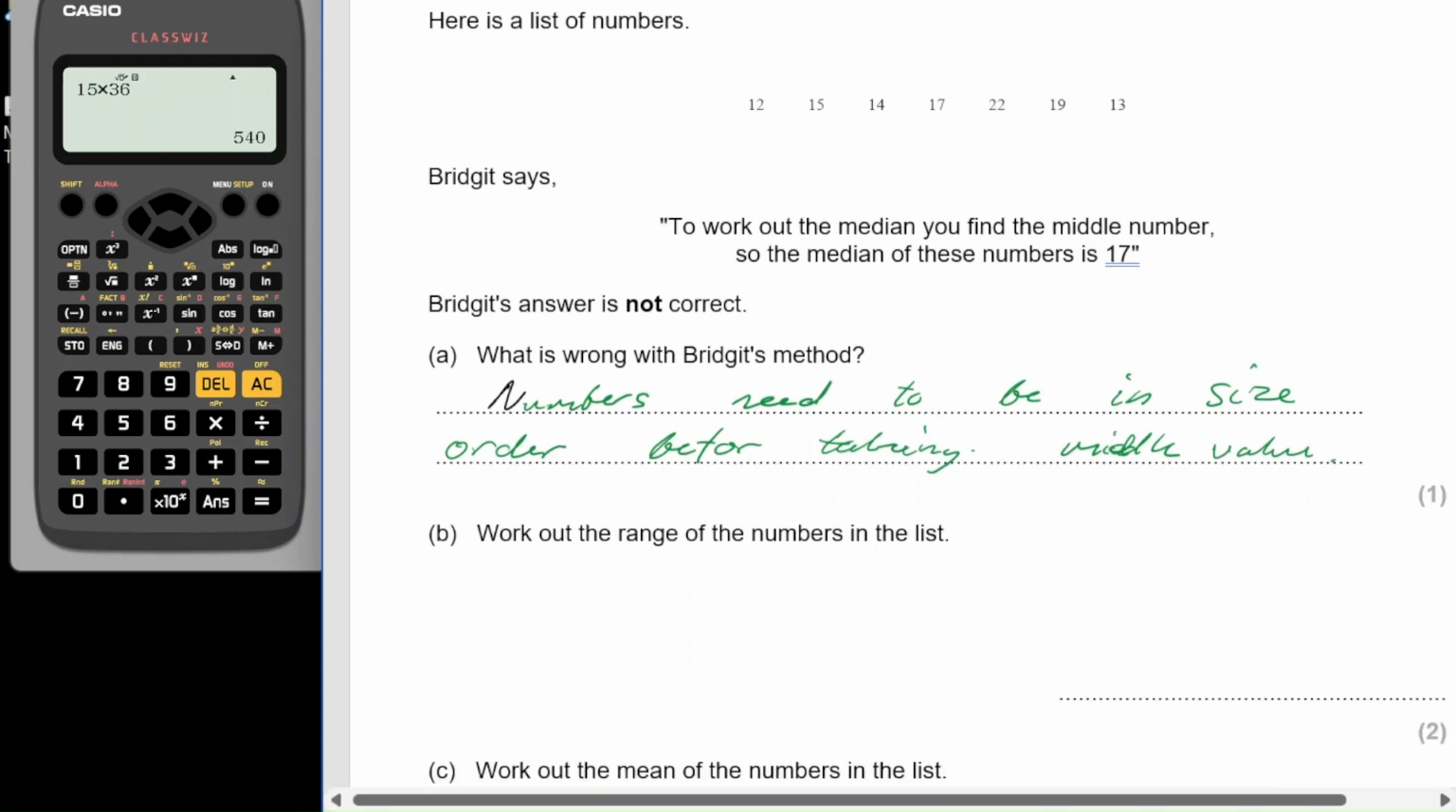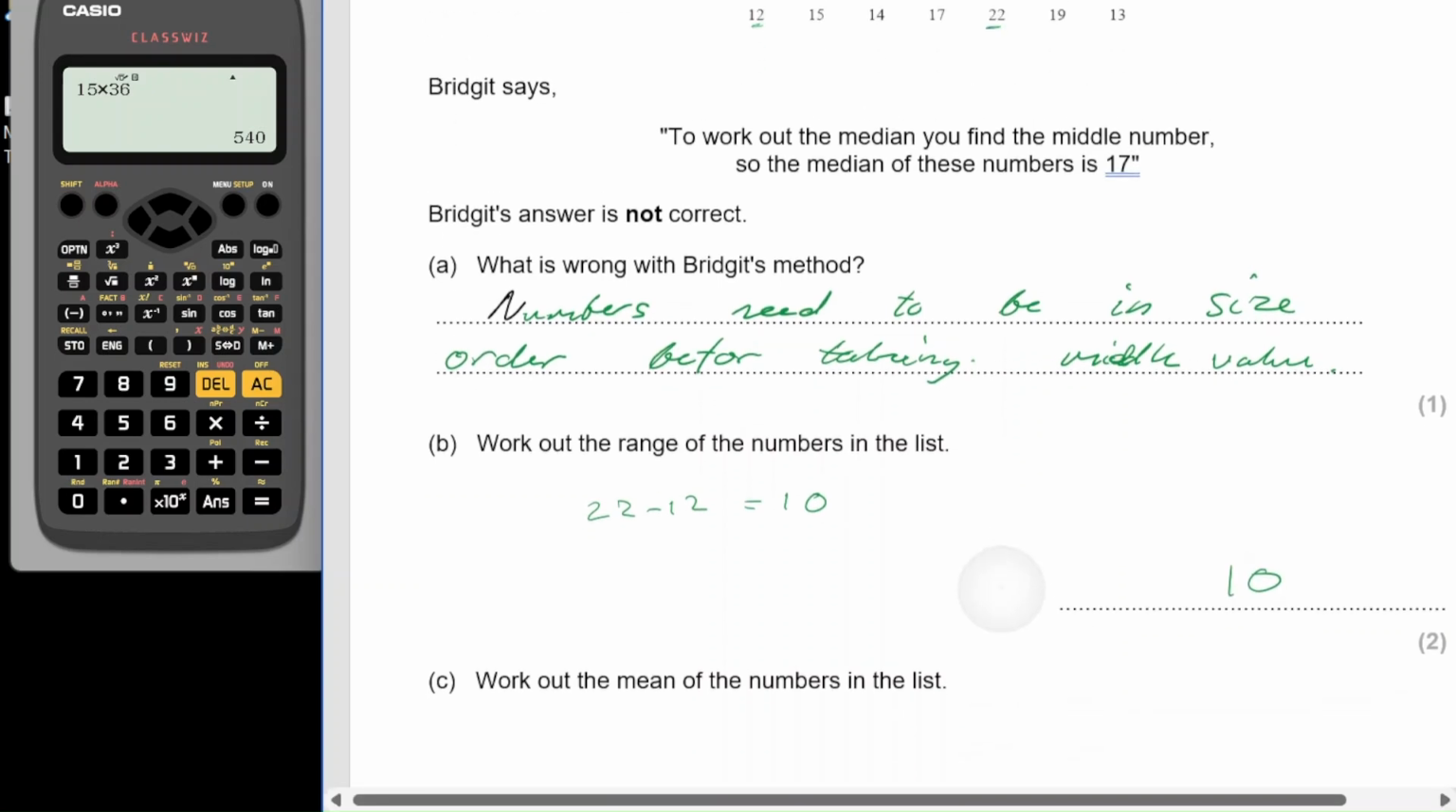And part B, work out the range of numbers in this list. So we're looking for the largest number, I believe that's the largest, and we're looking for the smallest number, which I believe is that. So we're looking at 22 minus 12, which would be 10.